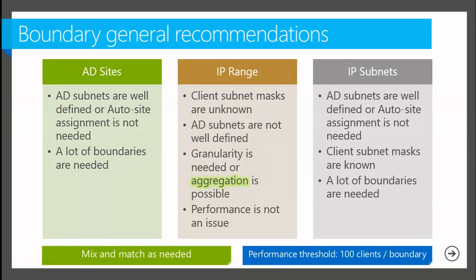So the real thing when it comes to designing your boundaries is that bottom right, that blue box. This is a threshold that the product team has come up with: about 100 clients for every boundary. If you cross over that, so if you get to 99 or 100 clients in a boundary, you're probably going to start seeing some performance degradation.